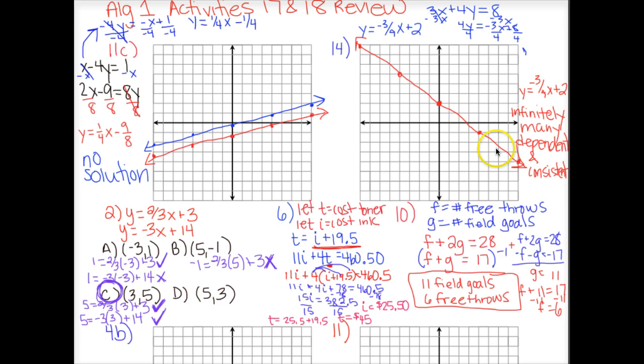I'm not going to go all the way through number 15, but very similar to 14 here. It wanted you to write the other part of a system that's dependent and consistent. So that means that any answer that happens to be the same line as the original line they gave you would be correct.